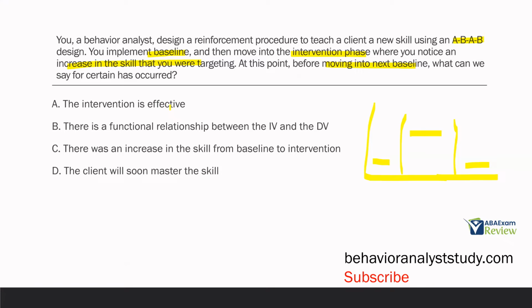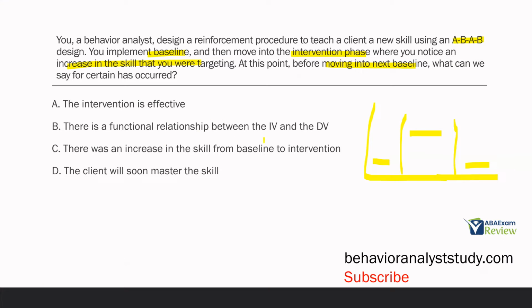A, the intervention is effective. Well, we can't say that for certain. And why not? Because going from baseline to intervention, when we are looking at it strictly from an analytic standpoint, that's what we're doing, we can't yet say the intervention is effective. What if you were teaching your client math problems and on the side, the client was also receiving math tutoring? And let's say the math tutoring was what actually led to the increase in being able to do math problems. We can't say the intervention is effective without more data.